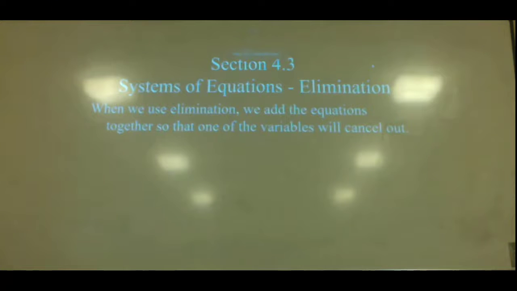So this one, again, we're solving systems still. That's all of chapter 4, just solving systems. So it all is going to look the same. Solving systems by the elimination method.